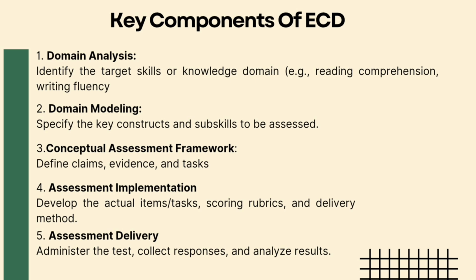In the domain analysis, you have to identify the target skills or knowledge domain, for example, reading comprehension or writing fluency. In the domain modeling, you have to break down each skill into smaller measurable parts. For example, in reading comprehension, you might include understanding the main idea, inferring meaning from context, and identifying supporting details.